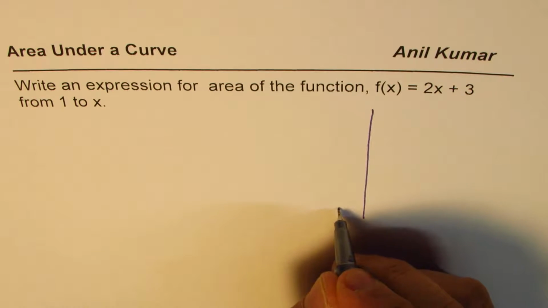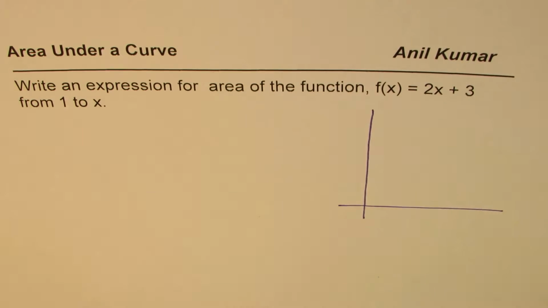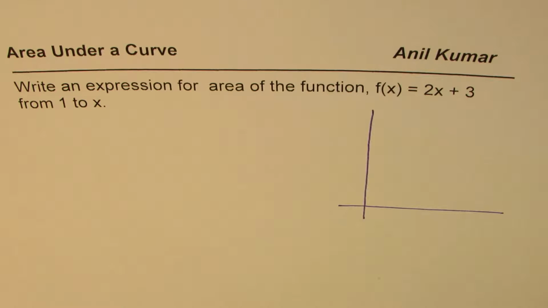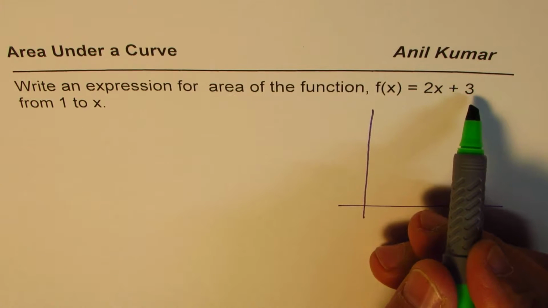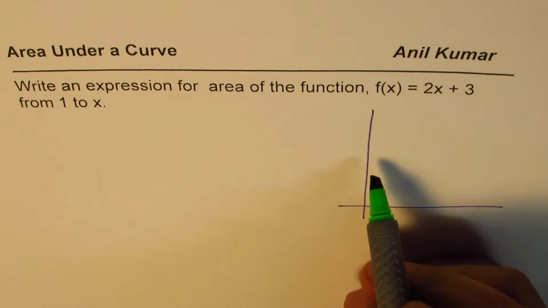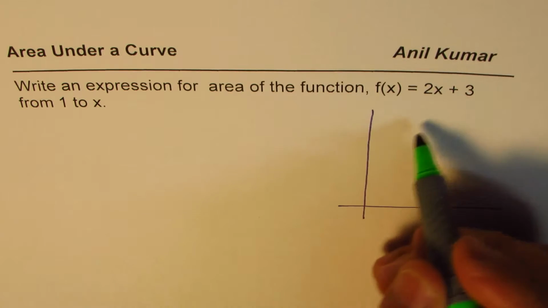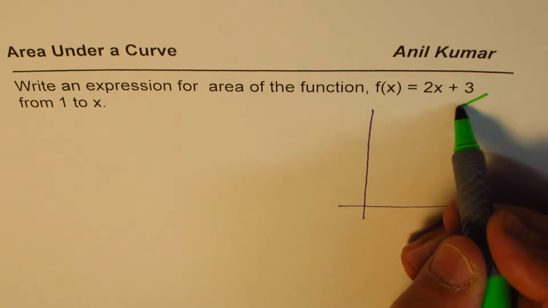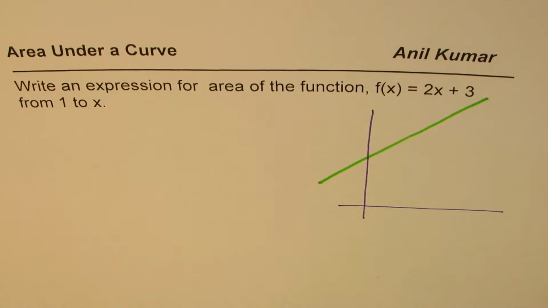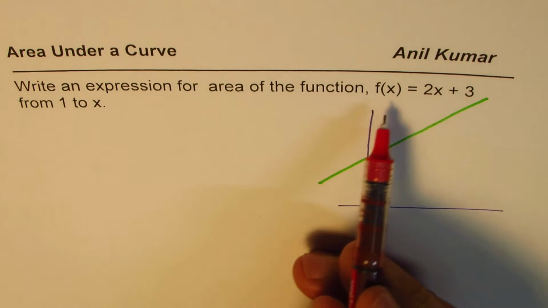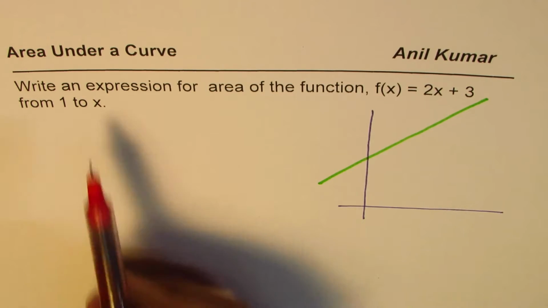So let's say that's our coordinate axis, and this function, which is f of x equals 2x plus 3, will have y-intercept at 3, and it's a straight line with slope of 2, right? So I could sketch this kind of like this. Let's say that's the function. Now what we need to find here is an expression for area of this function from 1 to x.